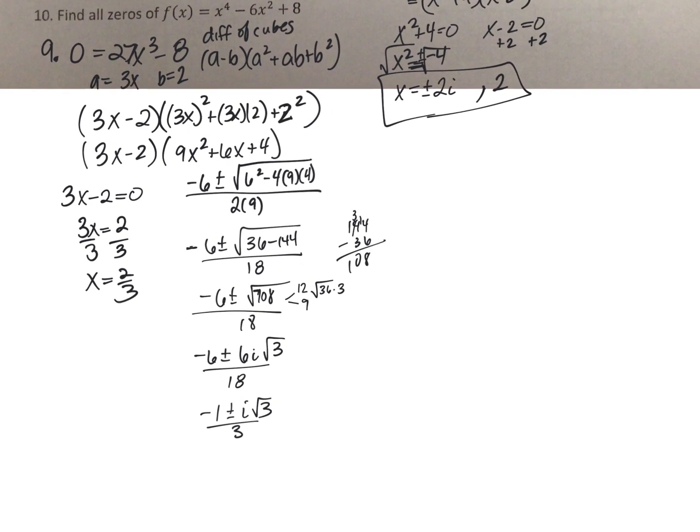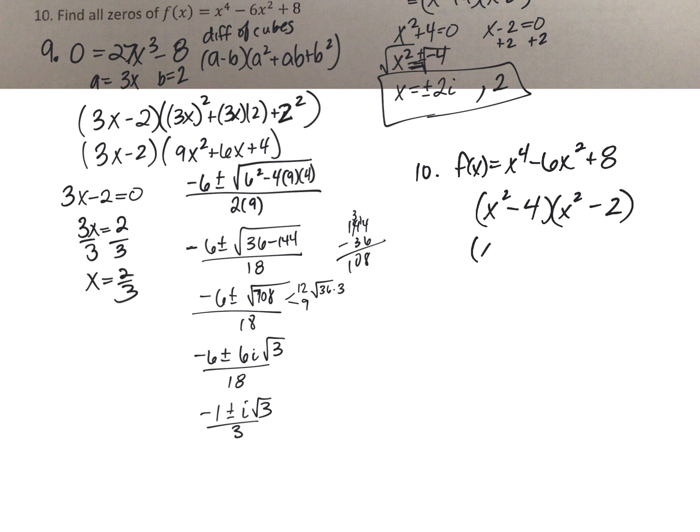And the last one, number 10: f of x equals x to the 4th minus 6x squared plus 8. Here I'm factoring like a quadratic. What two numbers multiply to 8 and add to negative 6? Negative 4 and negative 2. And then it's x squared and x squared instead of x and x because it's x to the 4th, right? And then the x squared minus 4 factors to x plus 2 times x minus 2. And x squared minus 2.